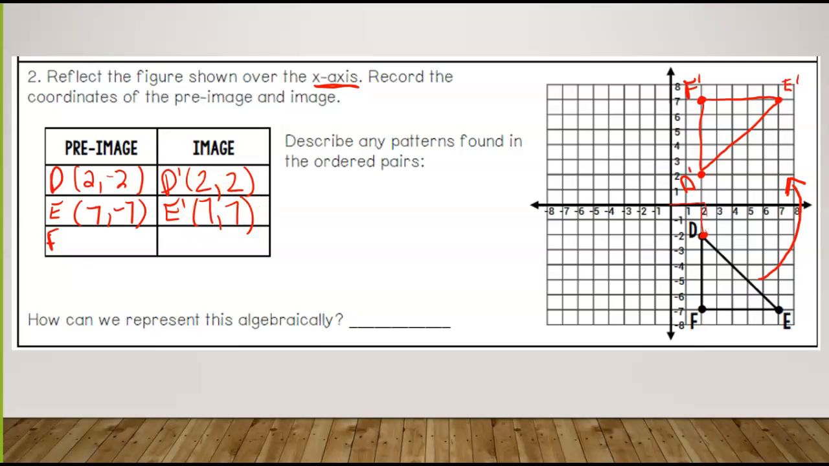Yeah, F prime is 2, 7. You may have just put them in different orders. Wait, I put G on them. What am I mixing up? You may have put them in different orders in the table. No, that's fine. I put G on my paper.